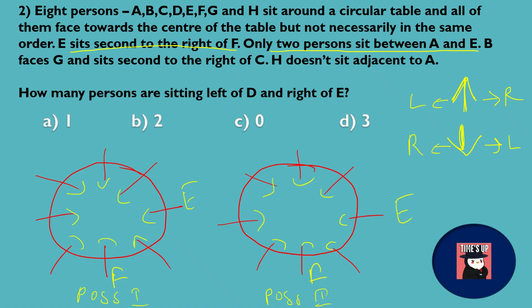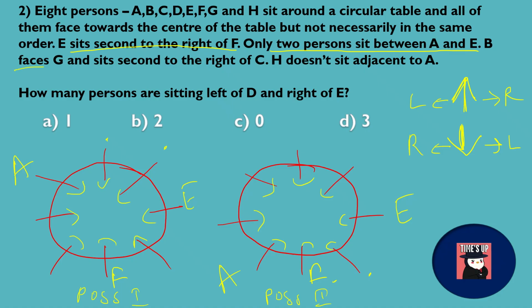Now here the possibilities come into picture. Two persons sit between A and E. So I can place A here. Otherwise, in the second possibility, I can place A here. Understanding? So that's why you should make 2, 3 possibilities. And as and when you read the statements further on, one of the possibilities might get eliminated.